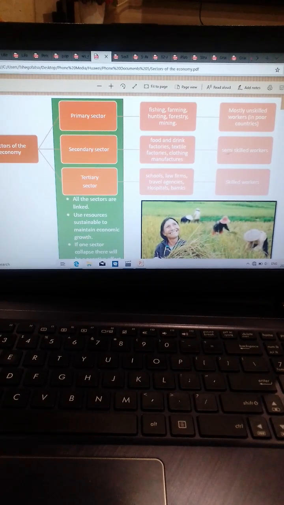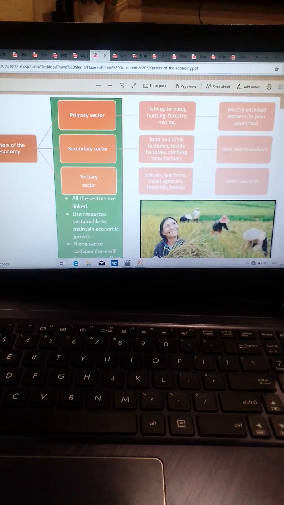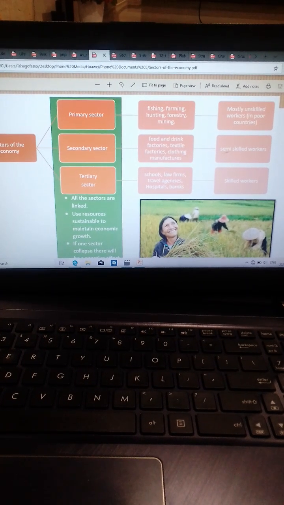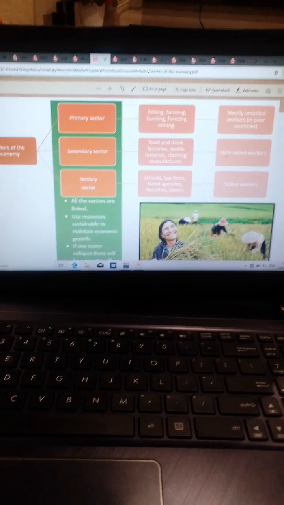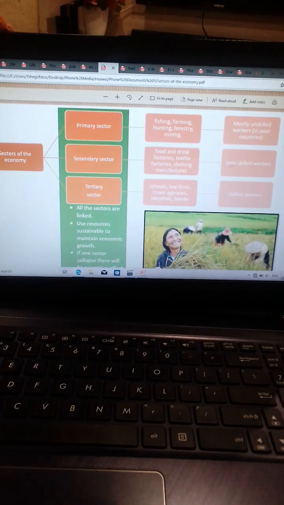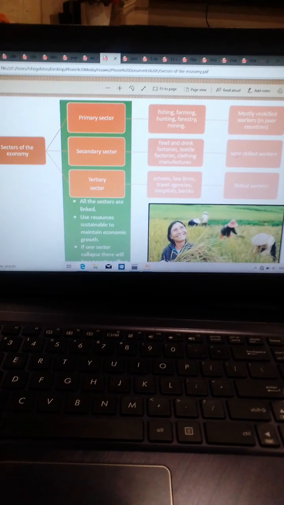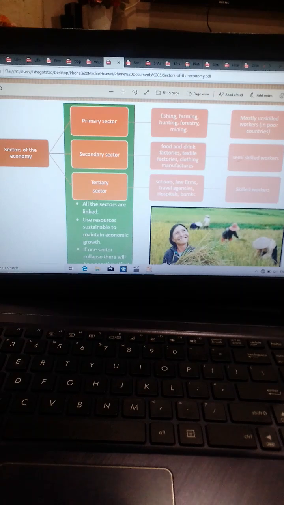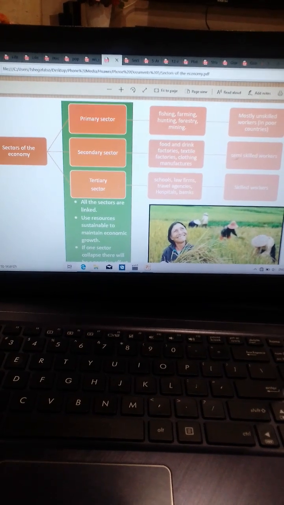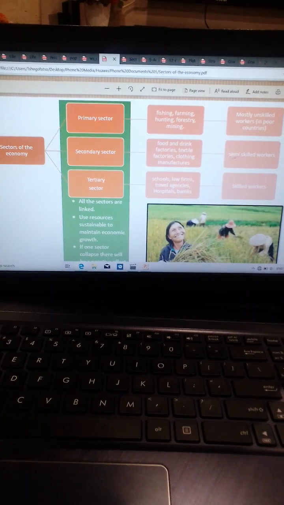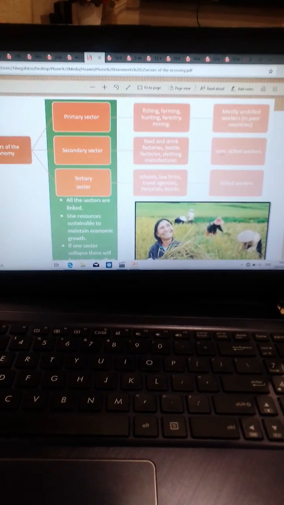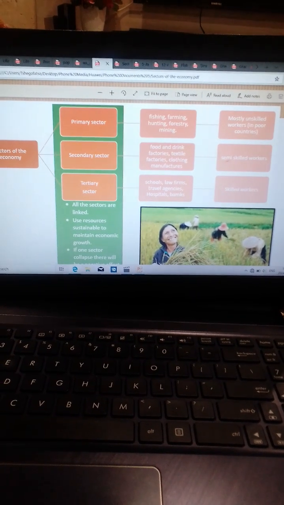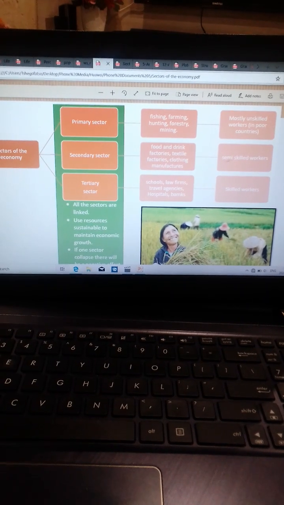The secondary sector, for example, food and drink factories, textile factories, as well as clothing manufacturers, right? And it's important to note that the secondary sector is comprised mostly of semi-skilled workers. Now, the tertiary sector is the service sector. For example, schools, which is education, law firms, which is legal, travel agencies, which is travel and tourism, transportation, hospitals, which is healthcare, as well as banks, right? And the tertiary sector is comprised of skilled workers.